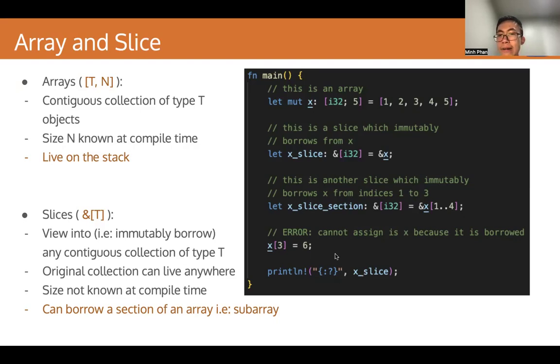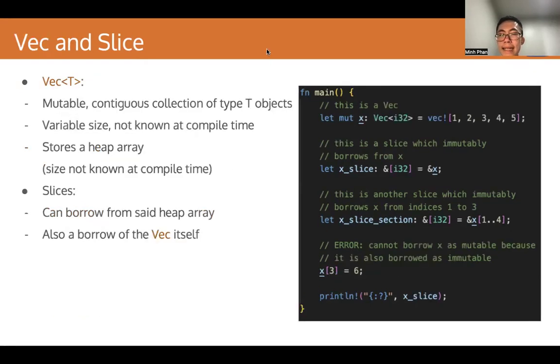And if we try to print out x slice, it will just print out the entire array x. Slices can also interact with vectors. Vectors, as also introduced, are also a contiguous collection of type T objects, except this collection is mutable. And as we see from the notation here, we have a Vec containing type Ts.